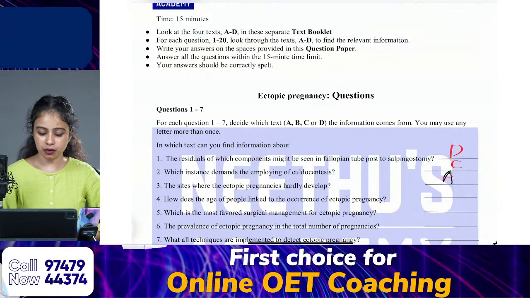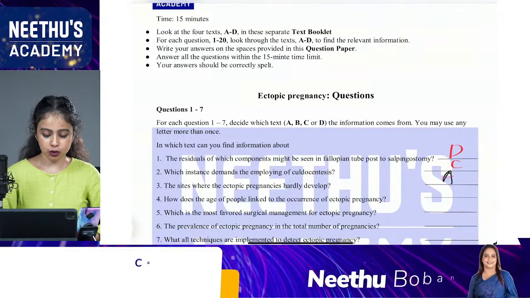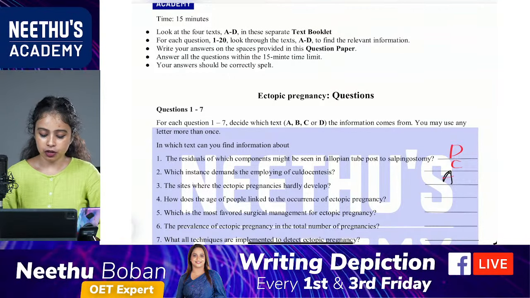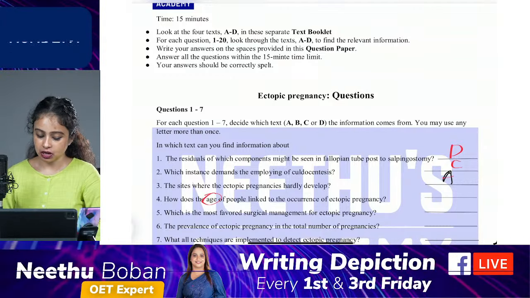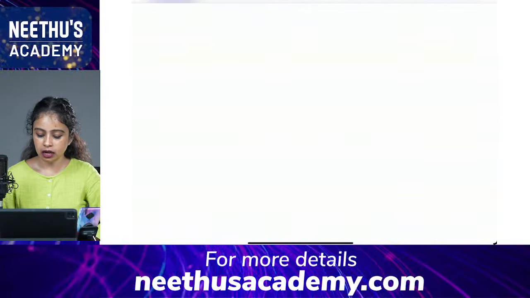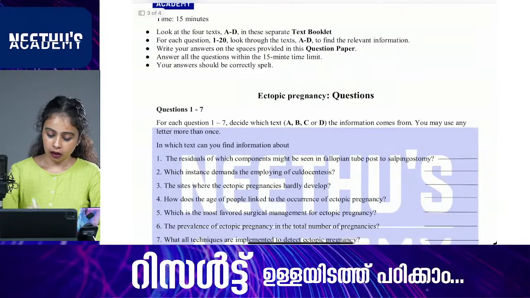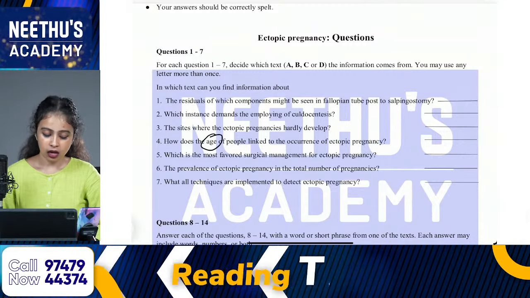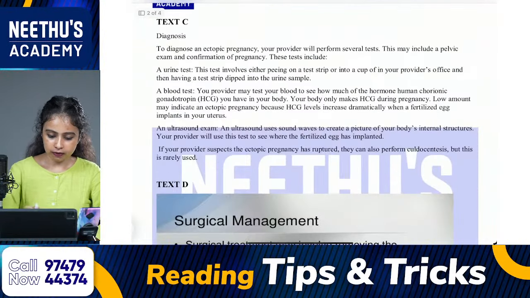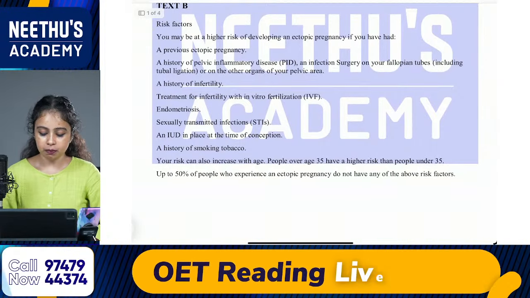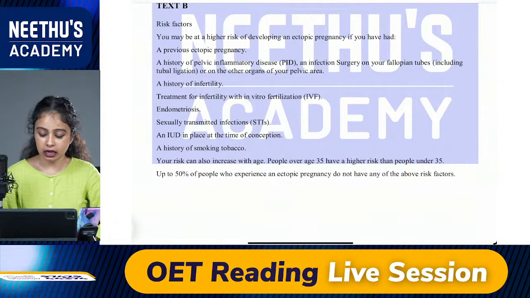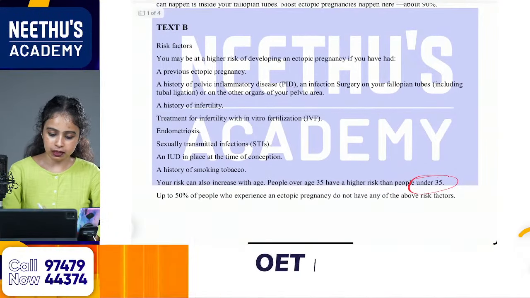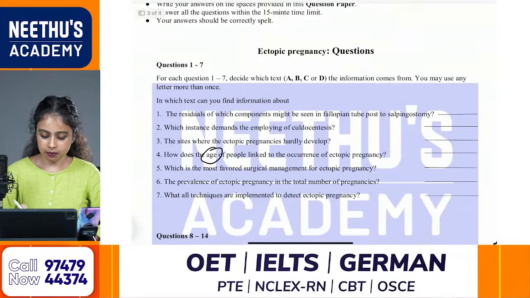Okay, so what about the fourth one? How is the age of people linked to the occurrence of ectopic pregnancy? So where have they mentioned regarding the age? Any idea? Which text mentions age? Well, text B. People over the age of 35 have a higher risk than people under 35. So that is all about the age, which is from text B. So my answer is B.